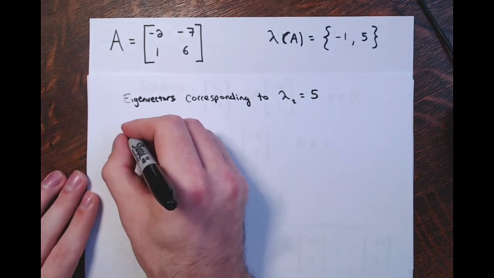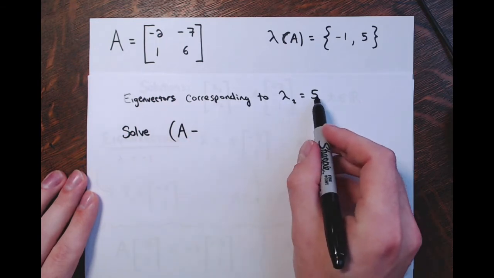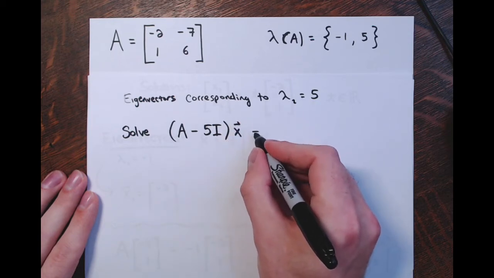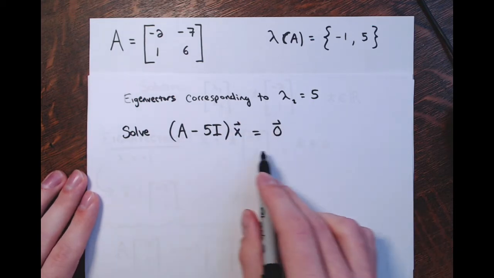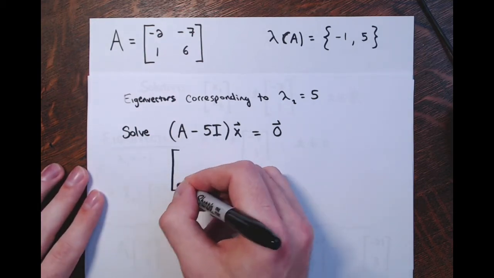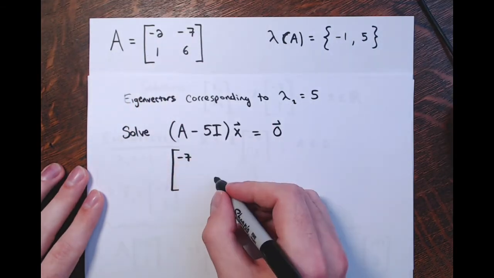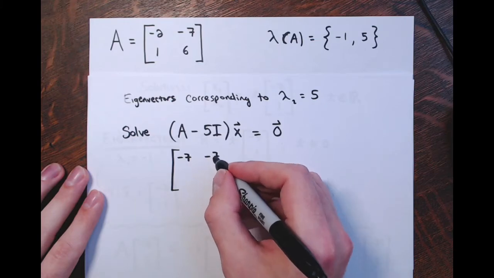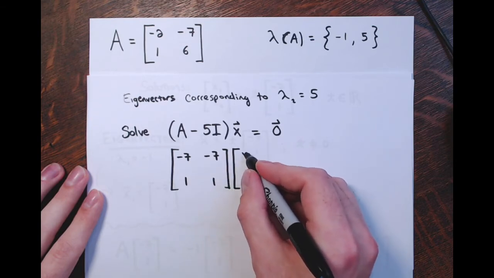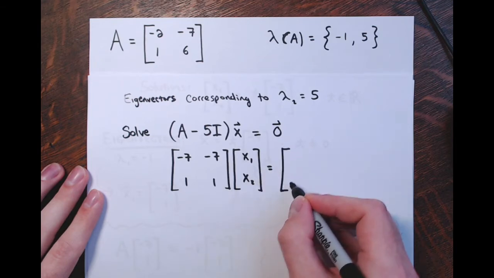So again, you're solving this equation: A minus lambda, so A minus 5I times x, what vectors x will be equal to the 0 vector. You're solving this homogeneous equation. Now A minus 5I, let's just take A and subtract 5 from the diagonals. So you got negative 7 there, 1 there, and then negative 7 here, 1 here. Times vector x, again it will have two components, x1, x2, and when is this equal to the two component 0 vector?